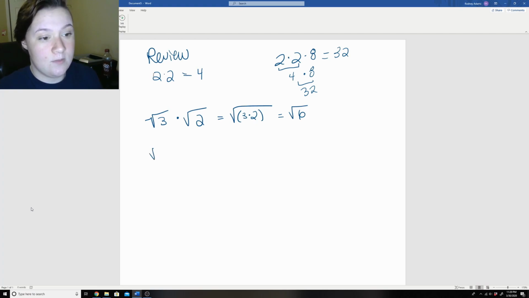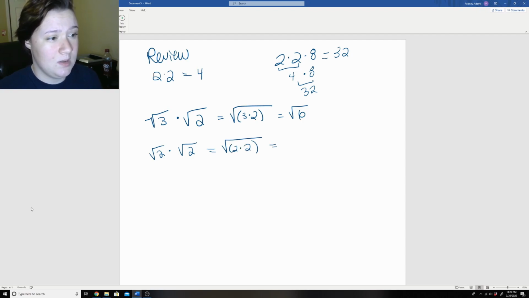And then sometimes you have things like square root of 2 times square root of 2. You can do the same thing again since they're both underneath the square root. Put them underneath the same square root together. 2 times 2, keep the multiplication there. And then that's just going to give you square root of 4. But the square root of 4 multiplies by itself to give you 4. It's just going to be 2.